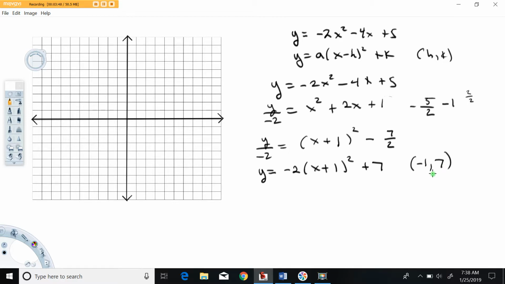And again, remember from our discussion about translations, if we kind of compare this function to y equals x squared, I'm going to do that real quick.